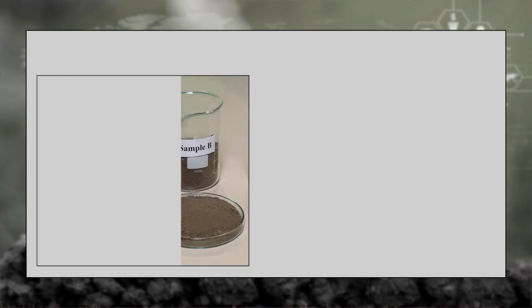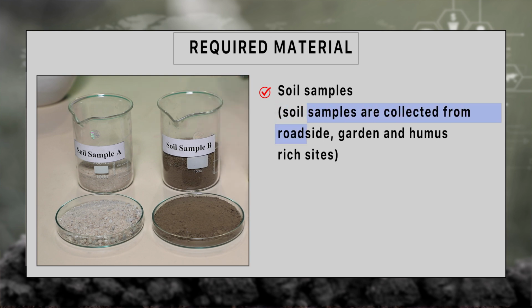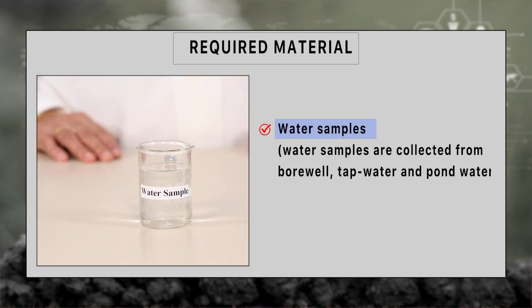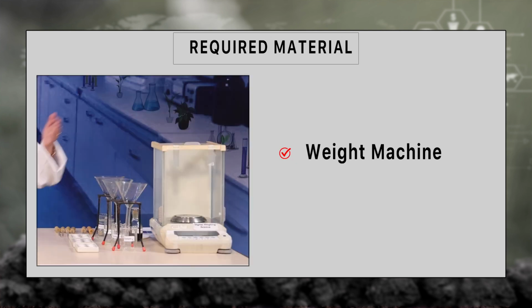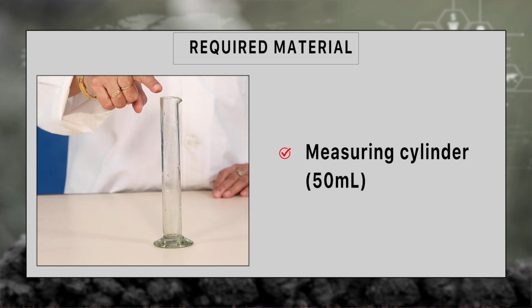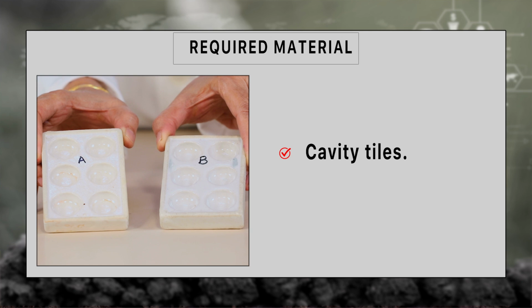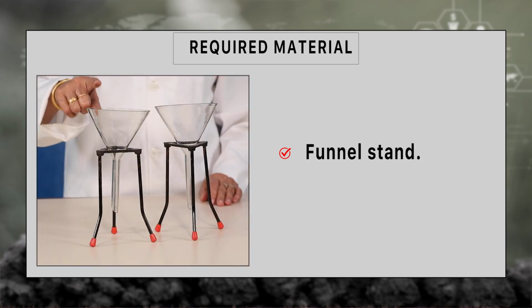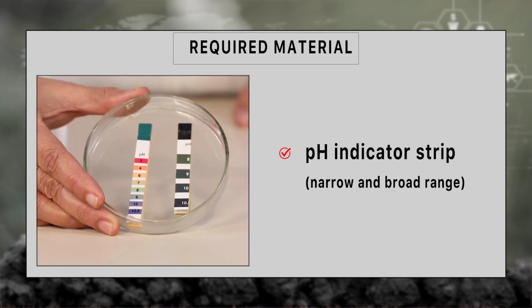The materials required for this experiment are soil samples. Soil samples are collected from roadside, garden and humus-rich sites. Water samples are collected from borewell, tap water and pond water. Weighing machine, filter paper, distilled water, measuring cylinder, droppers, cavity tiles, beakers, funnels, universal indicator solution and pH indicator strips, which are narrow and broad range.